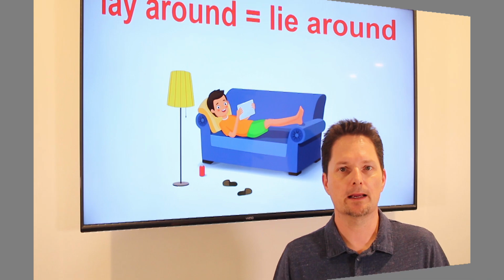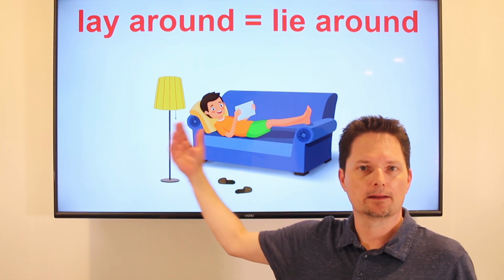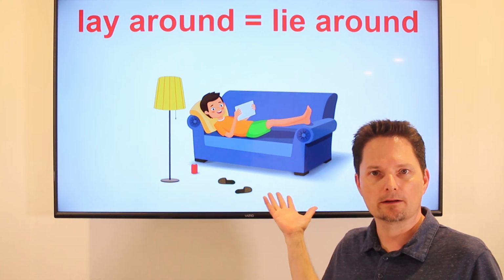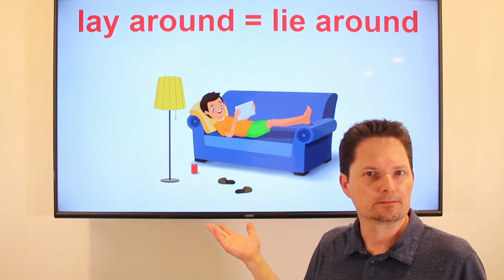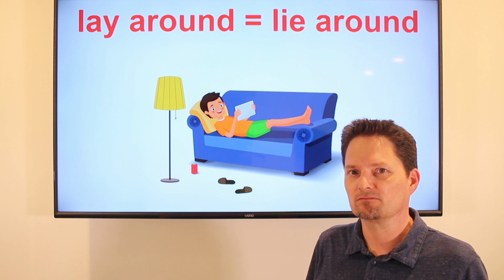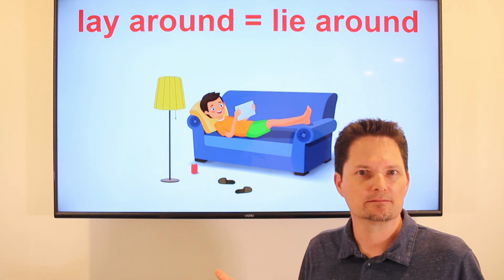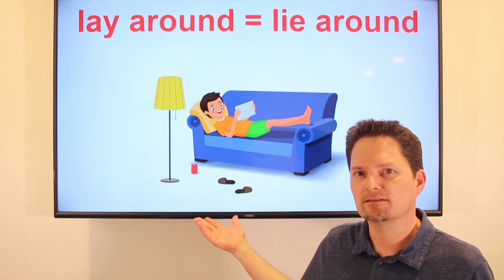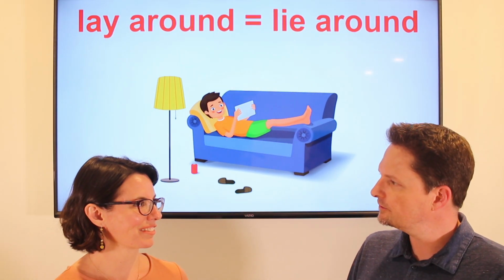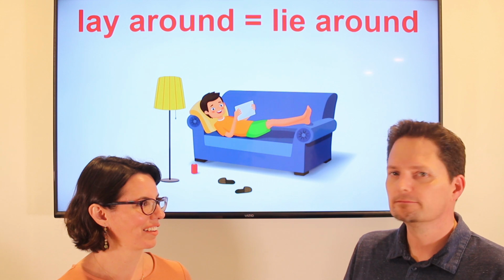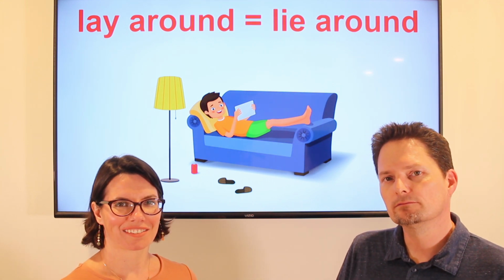Very good. We can use lay around or lie around. We use around to say he's not doing anything important. It has a negative connotation, like you don't think it's a good thing. He lays around all day. He's always lying around. What does he do in the afternoon? He lays around doing nothing. What does he do in the afternoon?